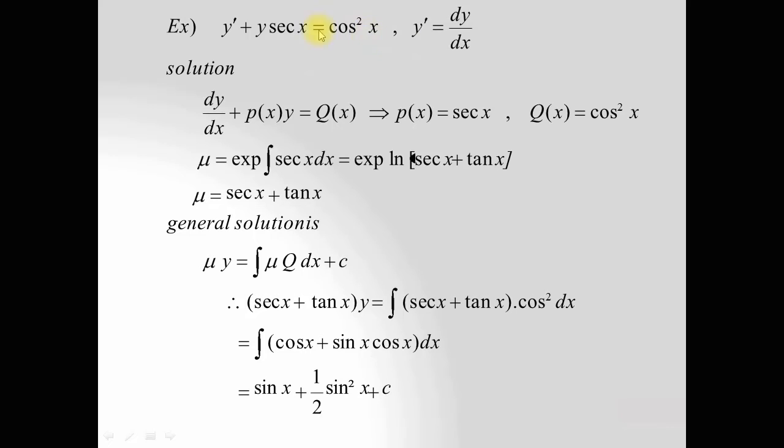So dear students, first of all compare the given differential equation to the general form of linear differential equation. You can easily find out that the given differential equation is a linear differential equation.